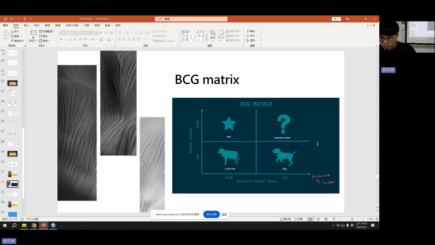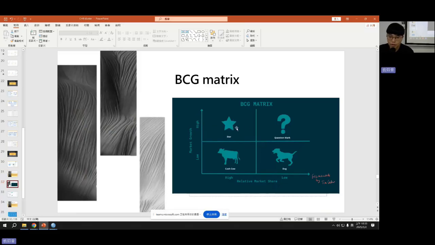The BCG matrix is a tool for analyzing the product portfolio. When you want to put products into categories or analyze product characteristics, sometimes we use the BCG matrix. The BCG structure divides products into four strategic types in the market, based on market growth and relative market share. I'll just go through it quickly.